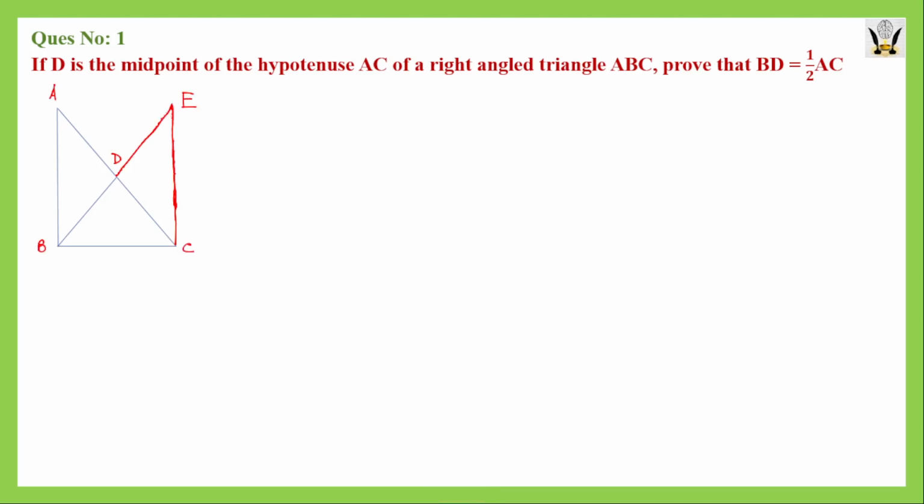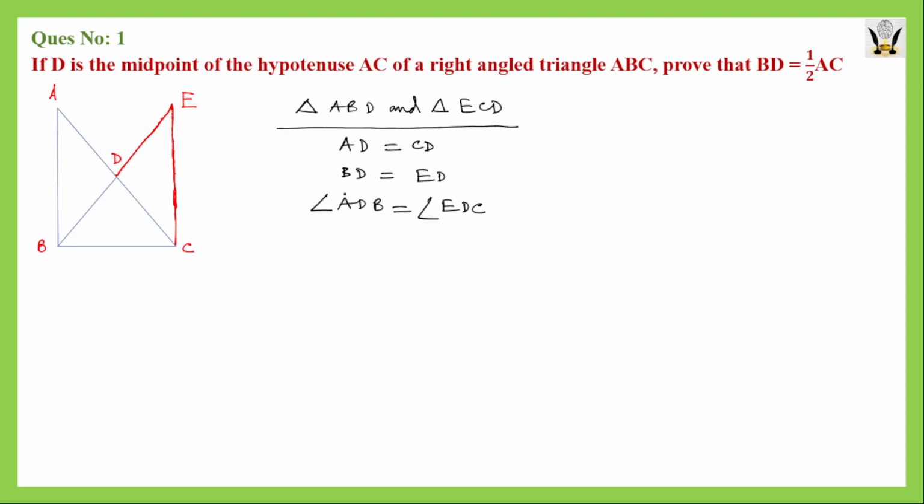So before proving, we will construct a little bit. What we will do, we will extend or produce BD till E so that BD is equal to DE, and then we will join E and C. Now if we consider the triangles ABD and ECD, what we can see here is AD is equal to CD because it is given that D is the midpoint of the hypotenuse AC.